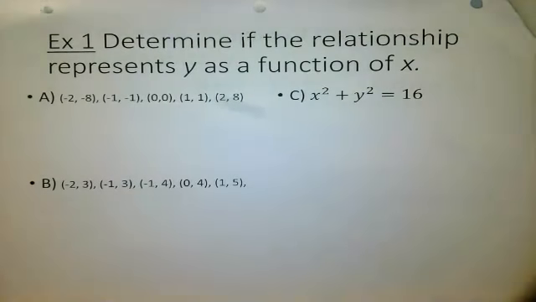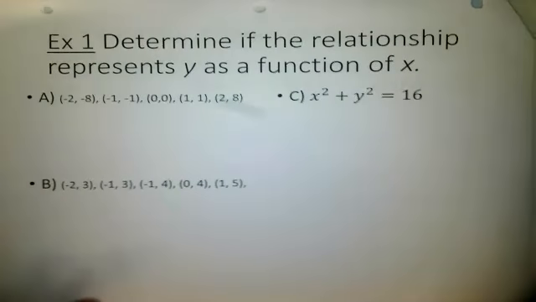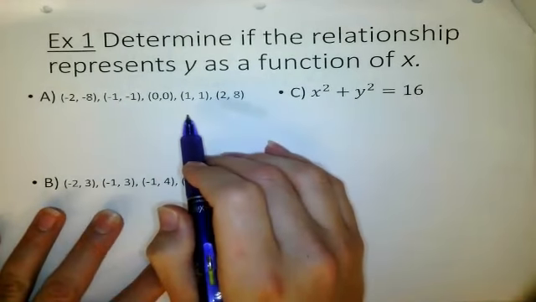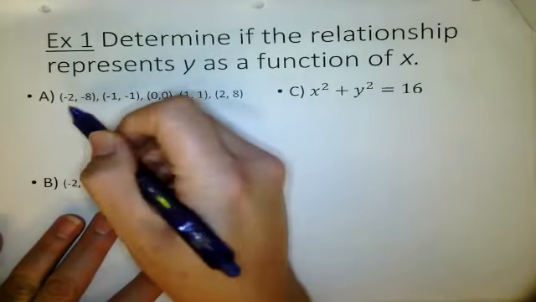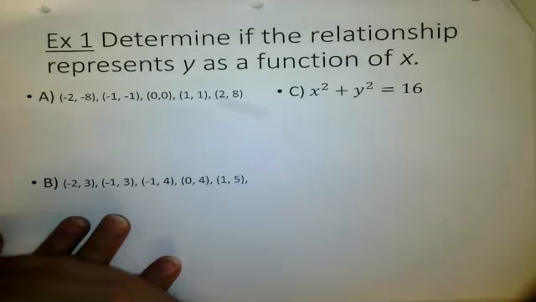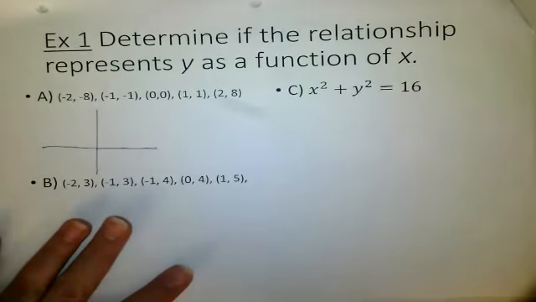Example 1: determine if the relationship represents y as a function of x. My favorite thing to do here is, we have a collection of ordered pairs. As it is, this is called a relation. Anytime we're relating an input with an output, it is a relation. And when in doubt, graph it out is the best strategy for making sure you're right.